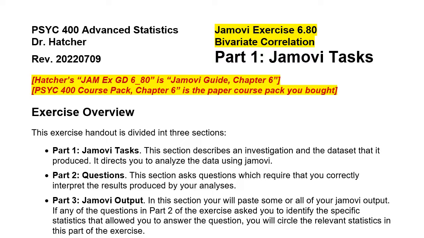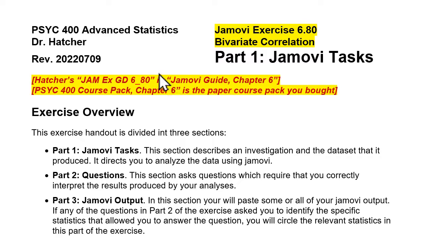This is an optional video in which I'll give you some pointers for completing your next exercise, which is Jamovi Exercise 6.80 Bivariate Correlation. The handout that I'm going to be focusing on mostly is this one, Jamovi Exercise 6.80 Bivariate Correlation. I'm going to give you some pointers on how to do things, and importantly, I'm going to point out where to go in the Jamovi Guide in order to find guidance in performing specific tasks.